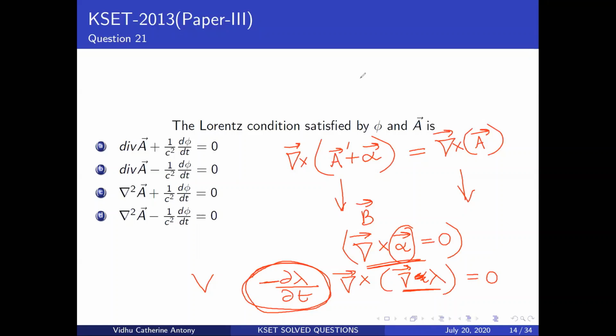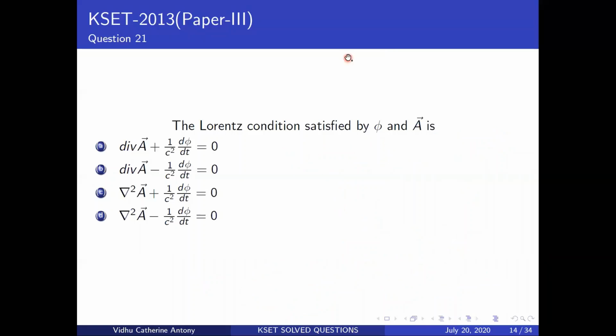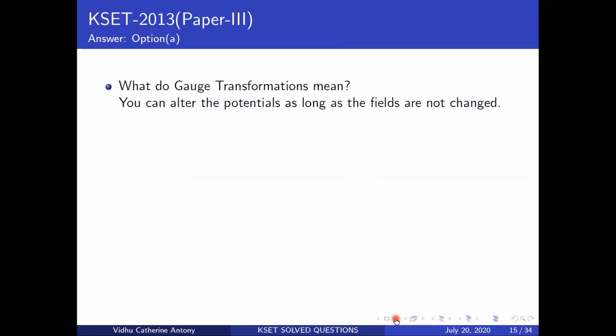So you're allowed this certain kind of gauge freedom where you can change your phi and your A as long as your vector fields remain the same. As long as your E and B remain the same, you can alter your phi and A. So let's look at this. What do your gauge transformations mean? You can alter the potentials as long as the fields are not changed. Okay, so this is how your Coulomb gauge looks.